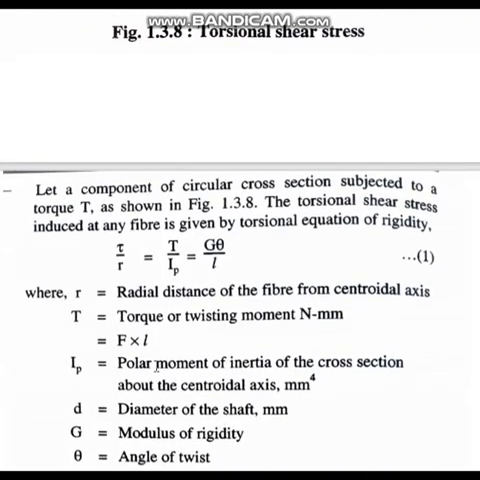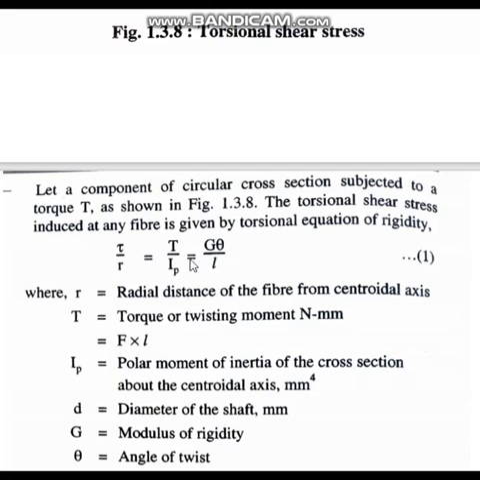So tau upon r is equal to T upon IP. T is the torque or the twisting moment. The unit of this is Newton millimeter. The twisting moment is normally given by the force applied and the distance, F into L. This is how the torque is given, because load has Newton unit and distance has millimeter unit. So the units of torque become Newton millimeter. What is the unit of r? r will be in millimeter.